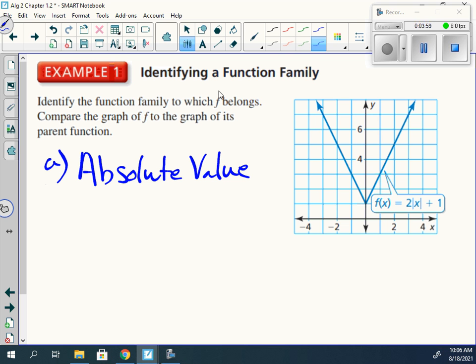Now the parent absolute value function, let's make straight lines. This one's a little off. So the one I just created, and you can write it down if you want, you don't have to, is the parent function y equals the absolute value of x. That's how it looks.